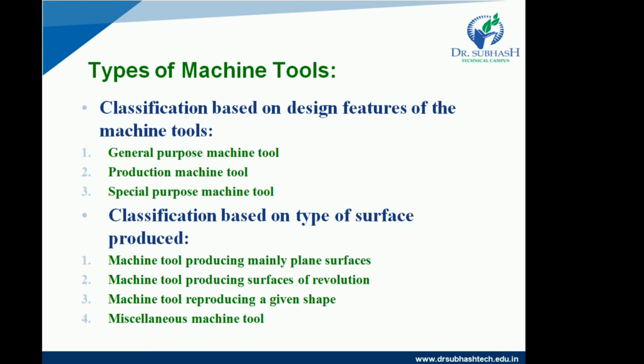Classification based on the type of surface produced. Machine tool producing mainly plane surfaces. So which type of surface we are producing with the use of that particular machine tool? On the basis of that also we are classifying that. Second thing is a machine tool producing surface of revolutions. Machine tool reproducing a given shape, or we can say copy, paste. Then miscellaneous machine tool. These we have already discussed in the manufacturing process also, right?